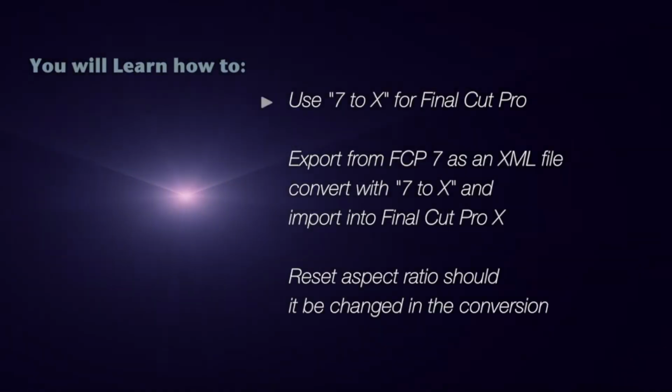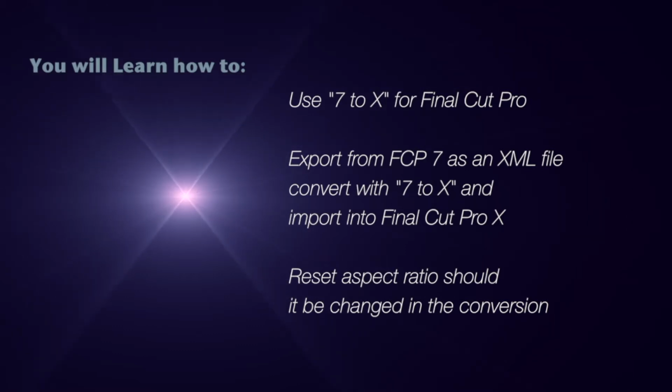In this session, you'll learn how to use 7 to 10 for Final Cut Pro. This is a separate application for converting a sequence in Final Cut 7 to a project in Final Cut Pro 10. First, you will export from Final Cut Pro 7 as an XML file and then convert with 7 to 10. Then finally, import into Final Cut 10. You will also reset the aspect ratio in Final Cut 10 should it be changed in the conversion.